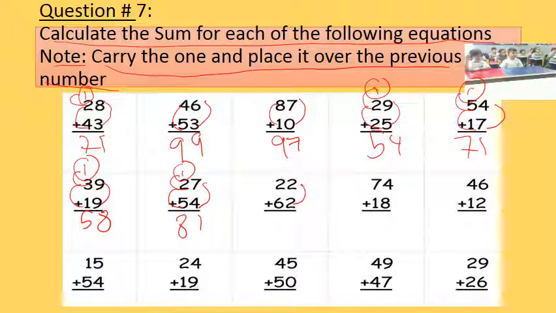2 plus 2? 4. 2 plus 6? 6 in your head. Carry the 1, we put it over the seven. Bravo. 1 plus 7? 8. 8 plus 1? 9. Good job. What is the answer?